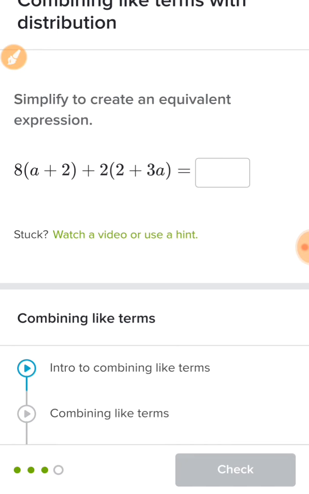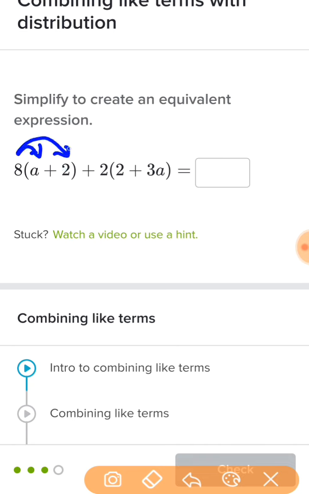So finally, if I have 8 times the sum of a and 2 plus 2 times the sum of 2 and 3a, I'm still doing the same thing every time. I'm looking for parentheses first. Since a and 2 cannot be added together, I'm going to distribute the 8 to the a and to the 2. So that means 8 times a and 8 times 2. And the same thing with 2 plus 3a, since they can't be combined. I'm going to distribute the 2 to the 2 and to the 3a. So 2 times 2 plus 2 times 3a.